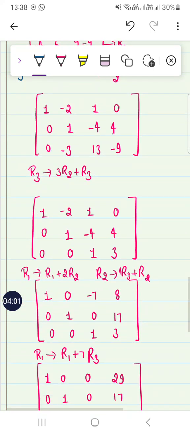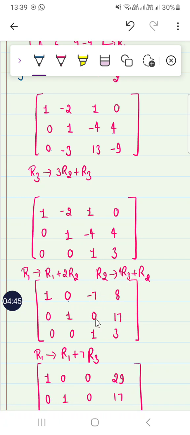What is the next operation we have taken? R3 goes to 3R2 plus R3. We have to bring it to normal form, so we make the entry 0. After taking 3R2 plus R3, this becomes 0, and this is 1 and 3. Now we want the entries above to be 0 as well. For this, R1 goes to R1 plus 2R2, which makes it 0, 1. Then R2 goes to 4R3 plus R2.